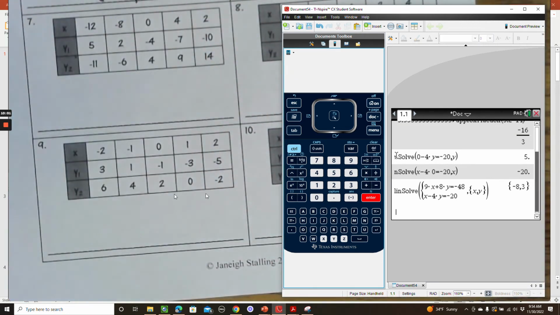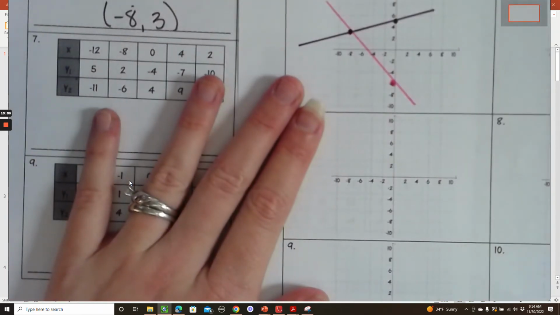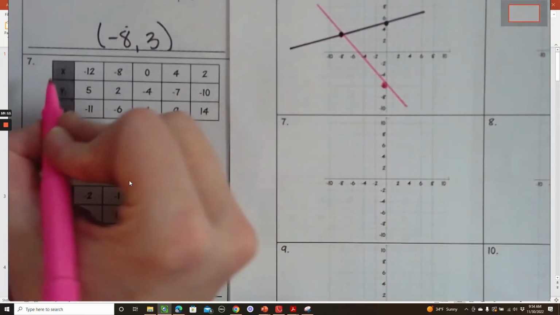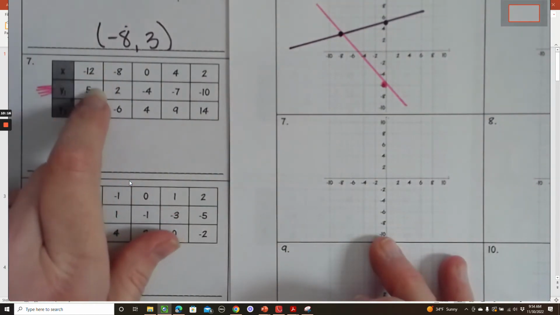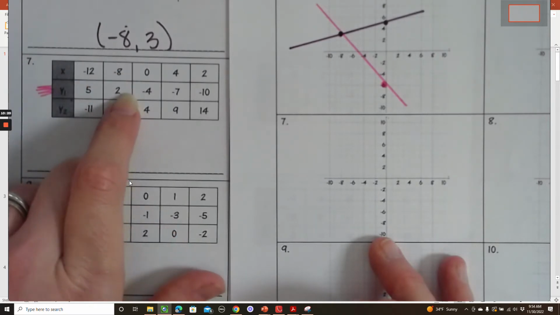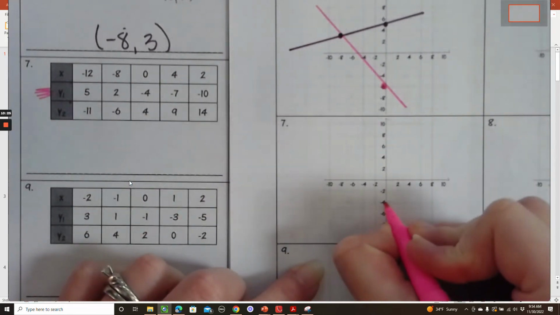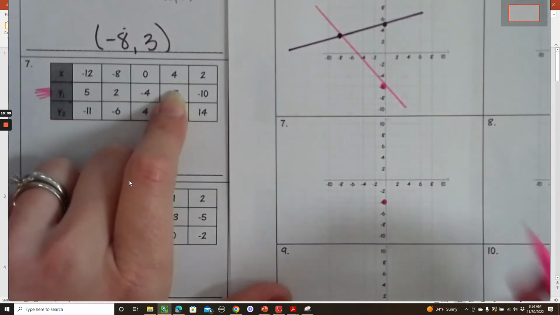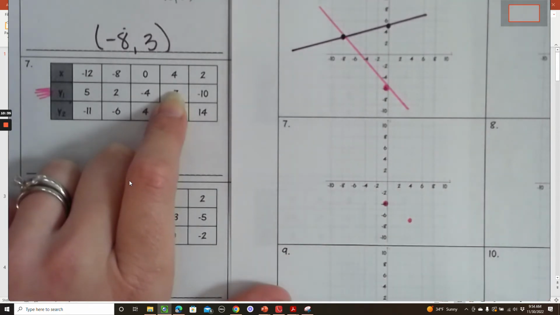So number 7, I'm going to try to fit all this on the same page here so we can see it. All right, so I'm going to do y1. This is going to be my light pink line. These are all ordered pairs. -12, 5, -8, 2. Those are all ordered pairs. So none of these are on the graph, but this one is 0, -4. That's a good point. 4, -7. So over 4, down to -7.